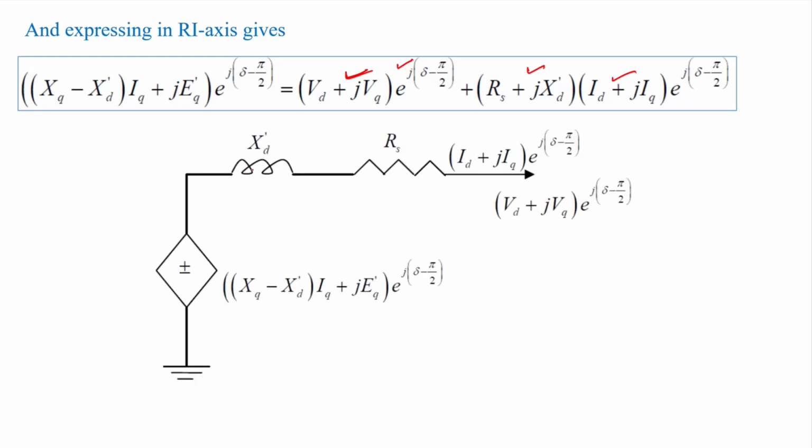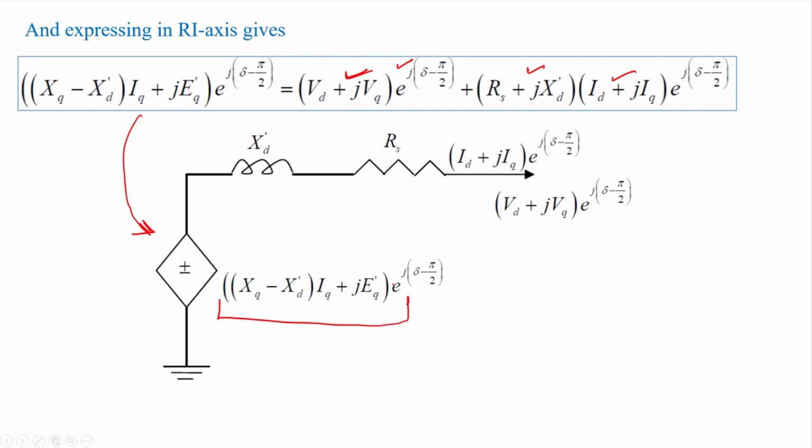Now if we represent this in the equivalent circuit form, we can see in this equation that this is your internal EMF, E_Q dash. This is a transient model, right? So X_T dash plus R_S plus jX_T dash, multiplied with the current, will give me the internal EMF. This whole equation is your internal EMF.